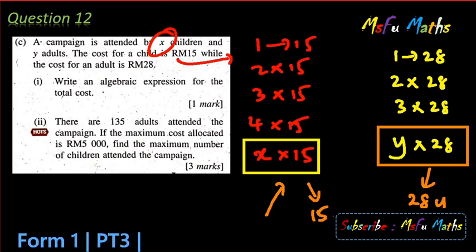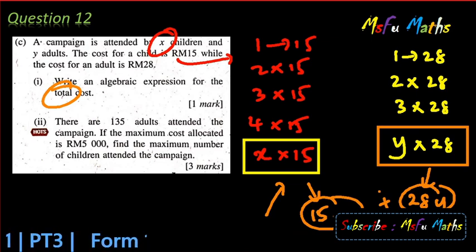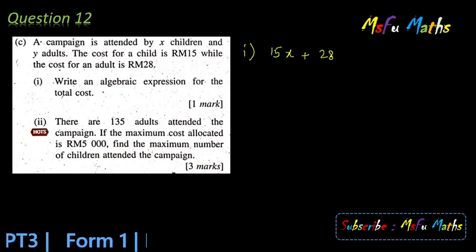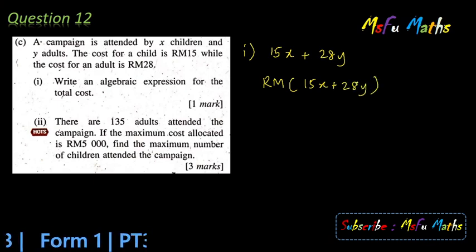So they want the total. So you take this 15X, you plus 28Y. That's all. They just want the expression. So that's the answer. I'm going to write again. Number 1 here. The total will be 15X plus 28Y. You want to write the unit also can. RM 15X plus 28Y. So that's the answer.